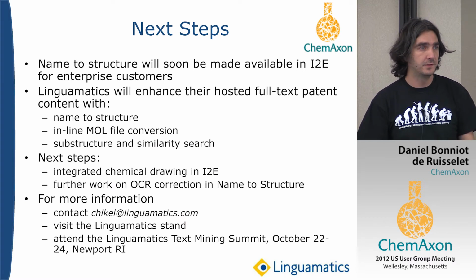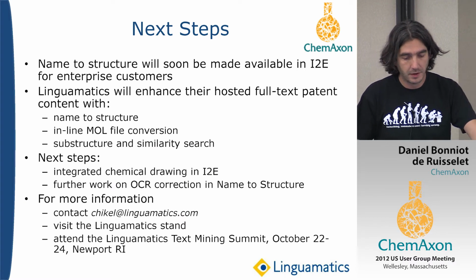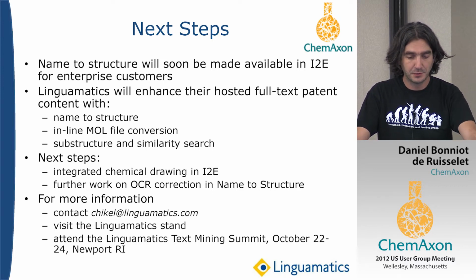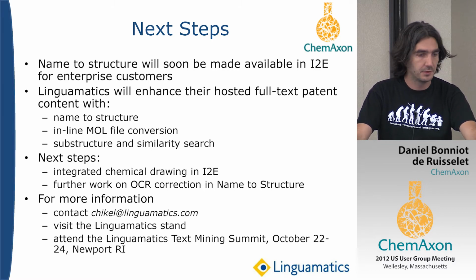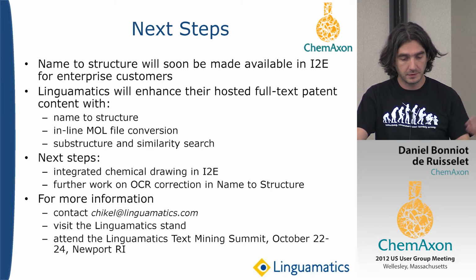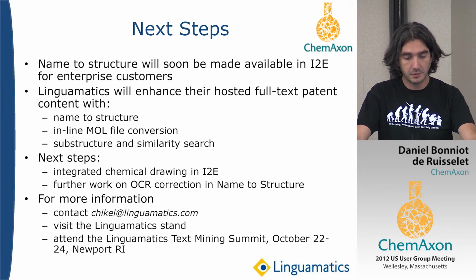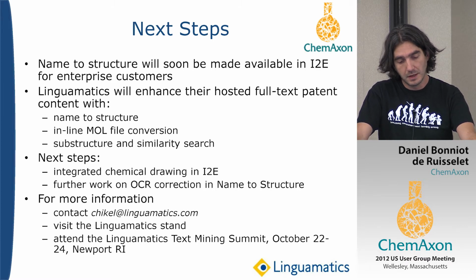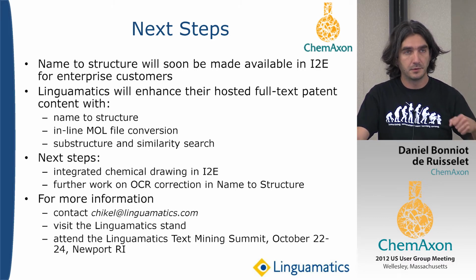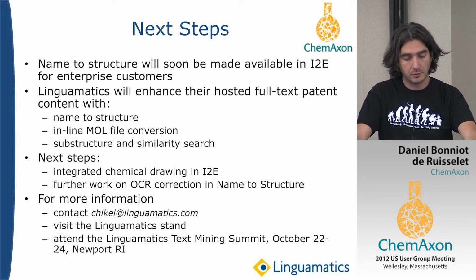So the next steps in this collaboration between ChemAxon and Linguamatics. Linguamatics is working hard to release the first version of I2E, which will have the name to structure. They have an enterprise version, and they have a hosted version. They index the patents in the on-demand version, so you can get access to the structures. They are converted from name to structure, from MOL file conversion, and so you don't have to install it yourself.